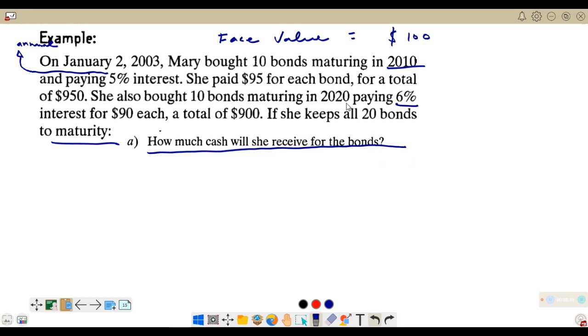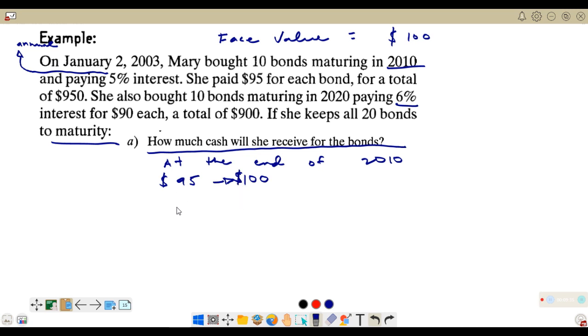Ito, we are going to disregard muna the interests. We are only after the face value. So, let's start with the one with the face value of $100 that will mature in 2010. So, at the end of 2010, ayan, at the end ng maturity niya, she initially paid $95, right? And it is expected to grow to $100.